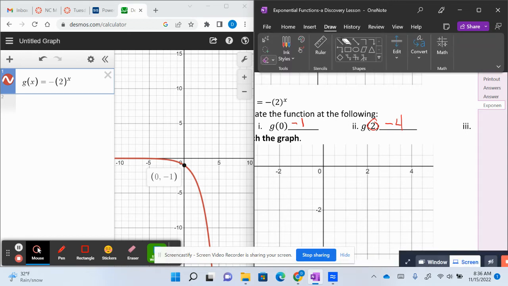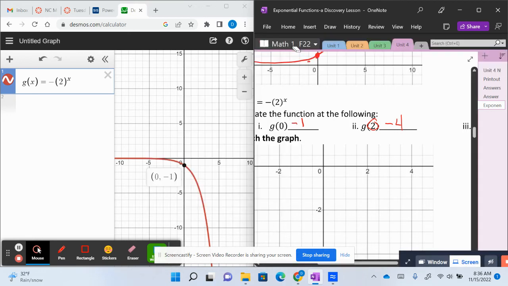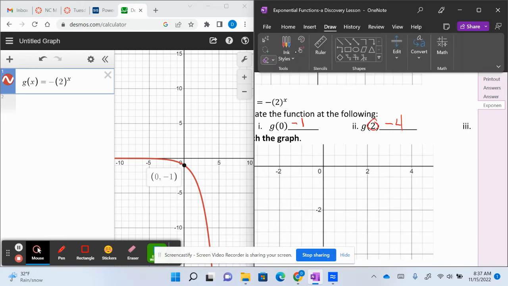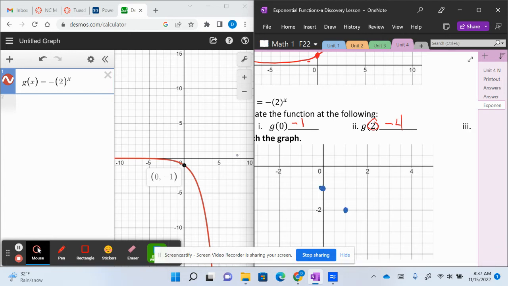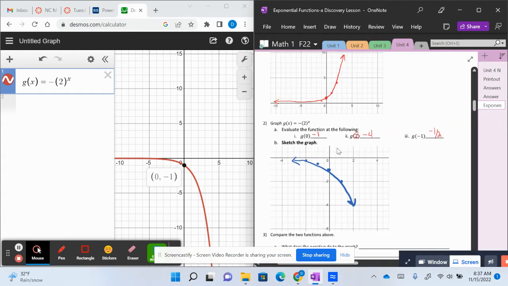So when x is 0, y is 1. When x is 1, y is negative 2. When x is 2, y is negative 4. When x is negative 1, we said this was negative 1/2. Negative 2 would give us negative 1/4. So our graph looks something like this. It should be a reflection over the x-axis of the graph you drew in the top.